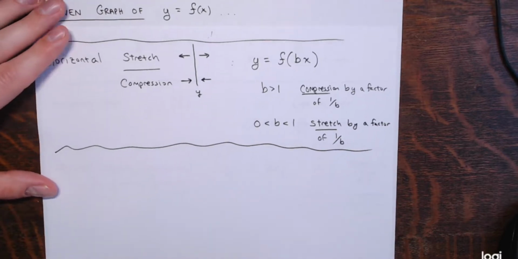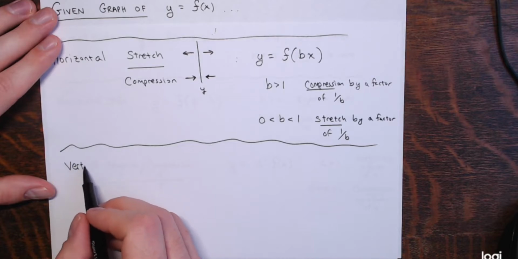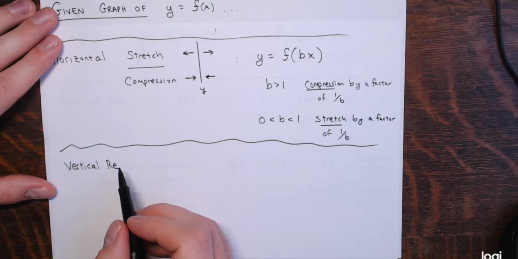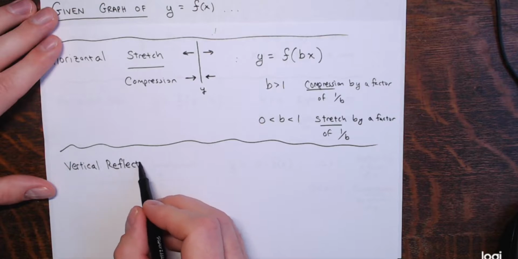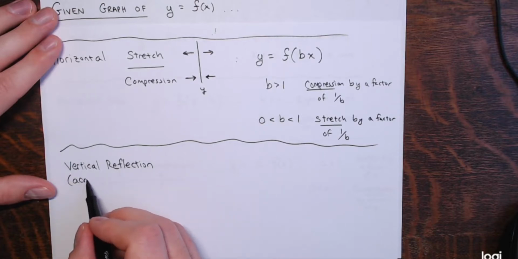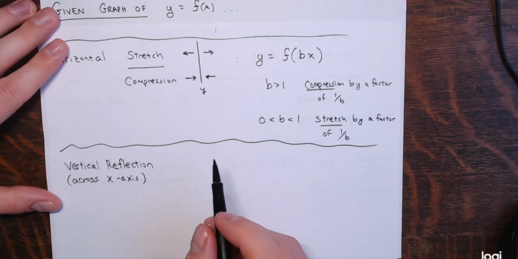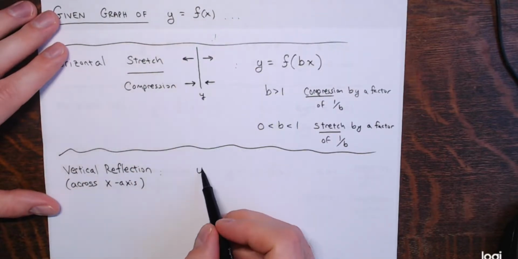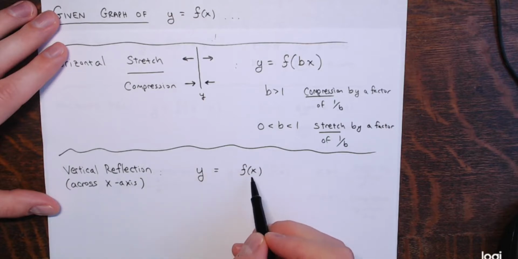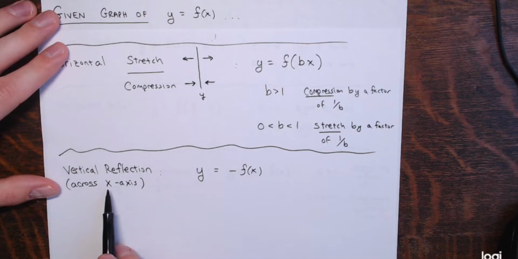All right. And now you have your reflections. So a vertical reflection, in other words, a reflection across the x-axis. You're given y equals f of x. Again, anything done vertically to a graph is done on the outside. You keep the rule the way it is, and then just multiply it by -1. y equals negative f of x. This is going to be the graph of f reflected across the x-axis.